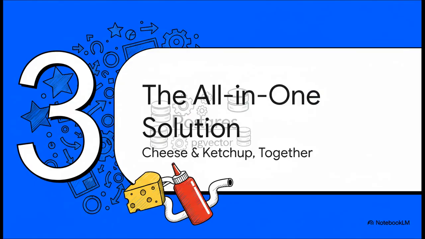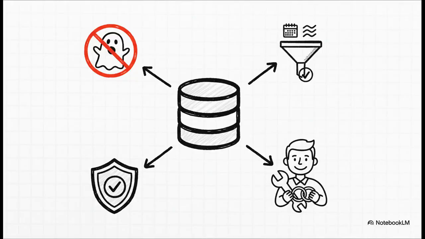So what's the alternative to all this madness? Well, it's the all-in-one solution. It's putting your cheese and your ketchup together in the same fridge, using Postgres with the pgvector extension. This brings both power and, more importantly, sanity back into your architecture. And the advantages here are just huge. With everything in one place, you can delete a record in a single reliable ACID transaction.